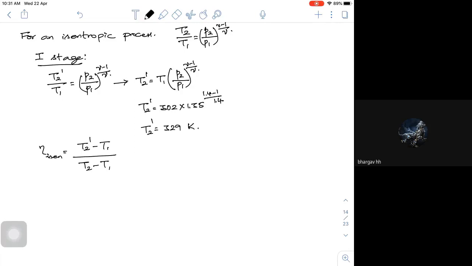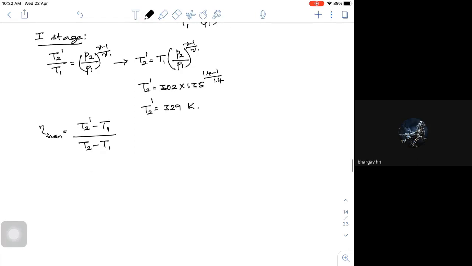Cp is common, so I'm just cancelling. I'm writing only in terms of temperatures. So isentropic efficiency, which remains constant for all the process, is 92%, which is given, and T2 dash, which you just calculated, is 329 minus 301 divided by T2 minus 302.